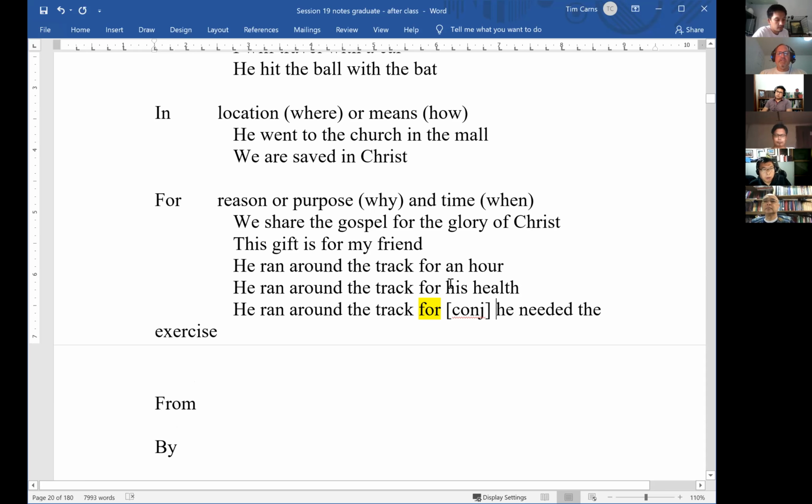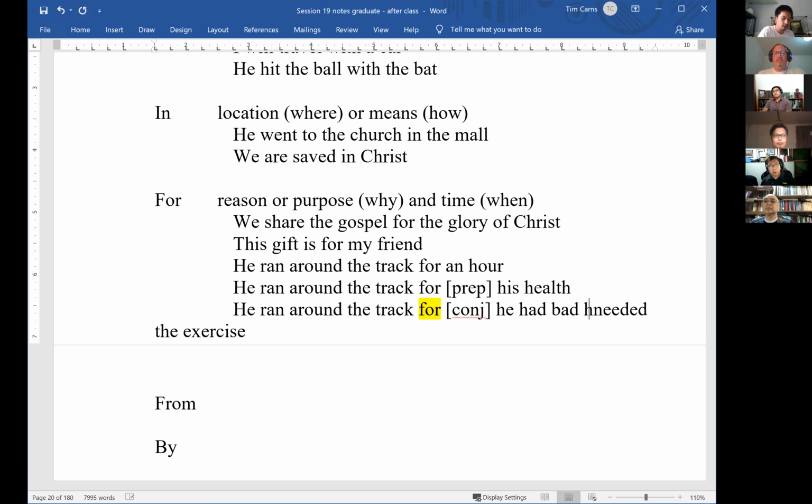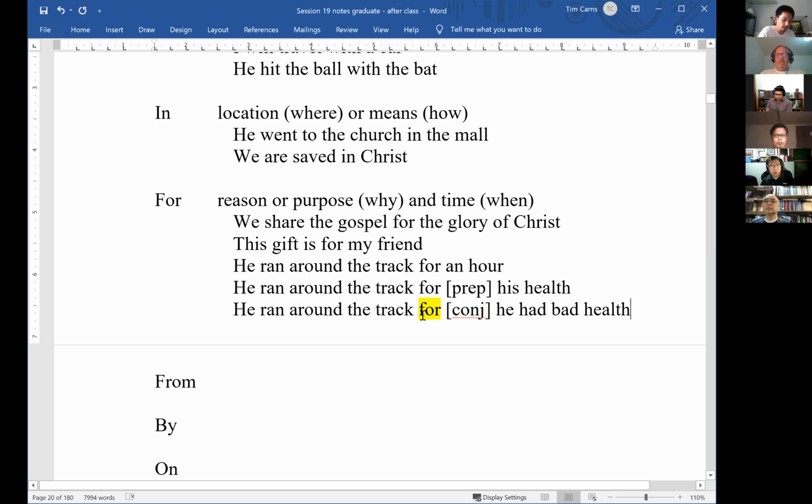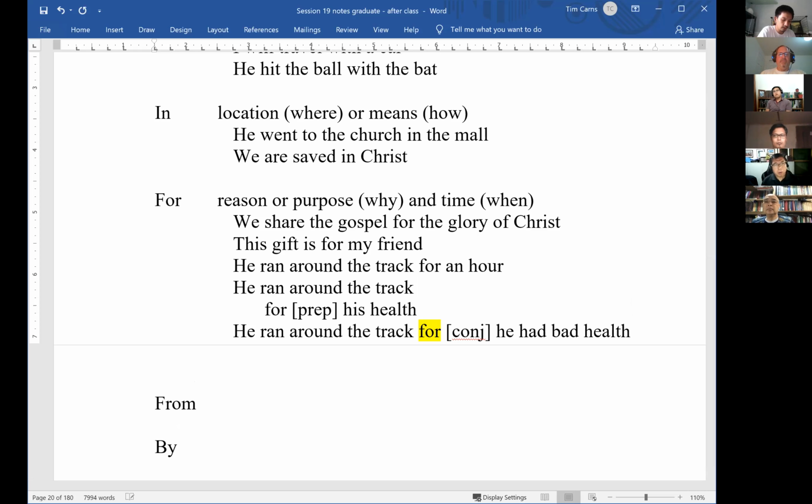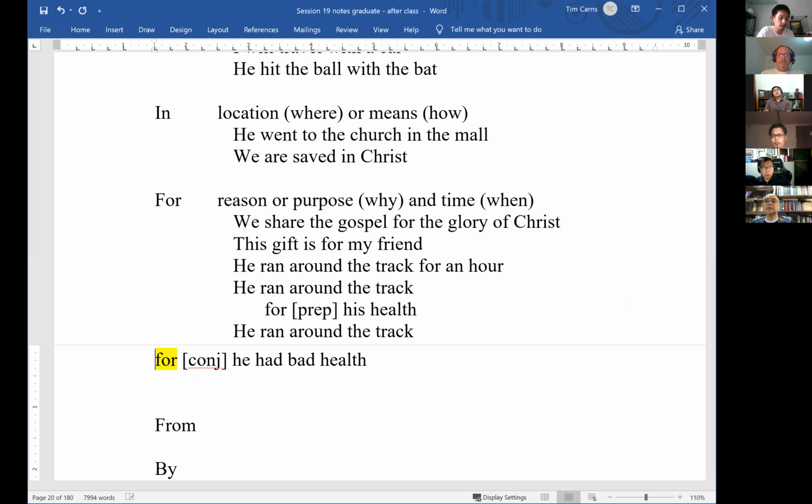In this sentence, it's acting like a preposition. And we could actually match them and say he had bad health. Can kind of match the last two a little bit. Now, does that matter exegetically? No, because it's going to diagram the same way. So exegetically, you're not going to preach it any different. However, I do want you to see grammatically there is a difference.